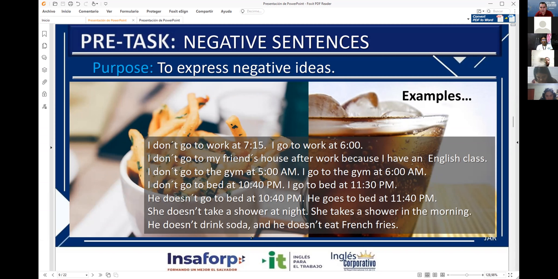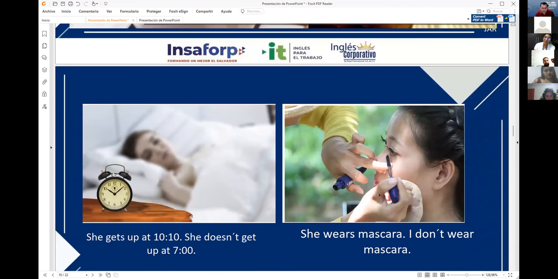He doesn't drink soda, and he doesn't eat French fries. Okay, he doesn't eat French fries, and he doesn't drink soda. The French fries are with cilantro, but I always get fat. So you say, don't eat too often, right? Because French fries are delicious, but you get fat very quick.